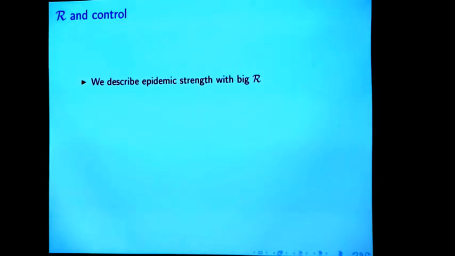So we describe epidemic strength using capital R. Many of you know it as R0. And R0 is sort of the movie star of the story. In fact, R0 has appeared in many of the movies that talk about outbreaks. It doesn't usually get top billing, and never won any Academy Awards.